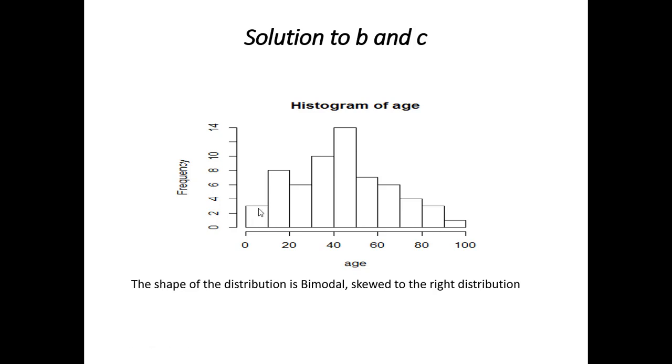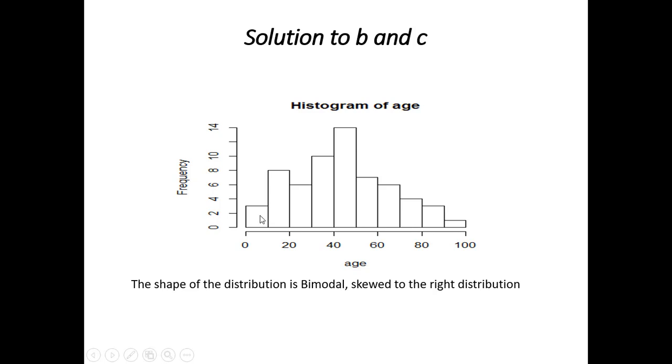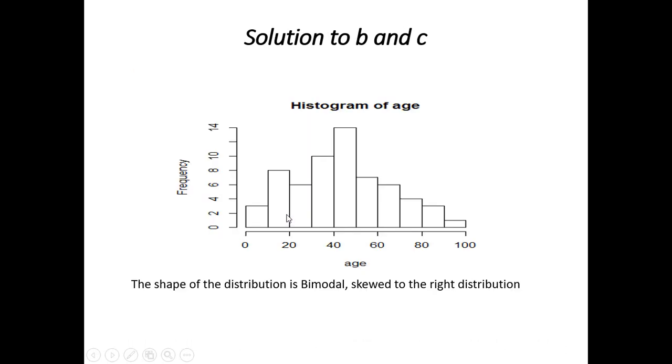So we know that our frequency for this first class interval was 3, so the height of this first bar should be a 3. Okay. In the second class, we had a frequency of 7, so the height of this bar should correspond to 7. You could see that's close, maybe slightly off, but that should be a 7. By the way, this is a histogram that you could get using R.